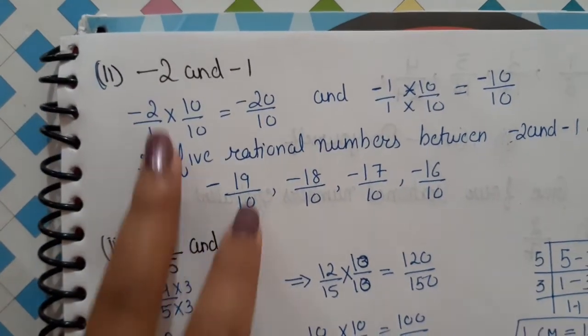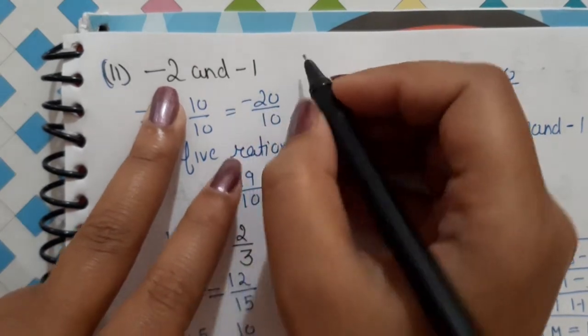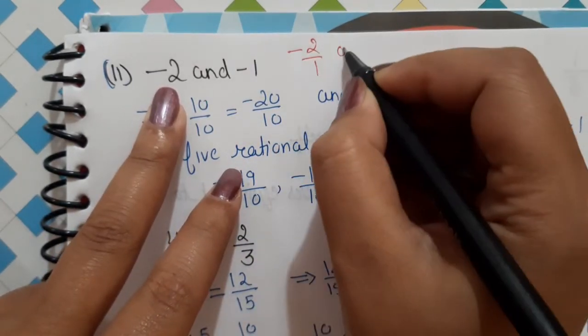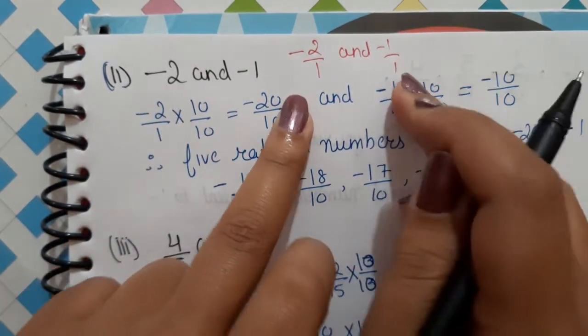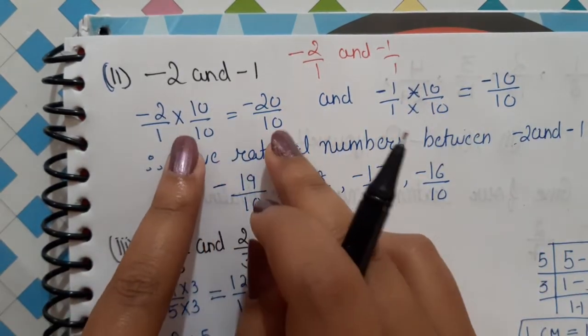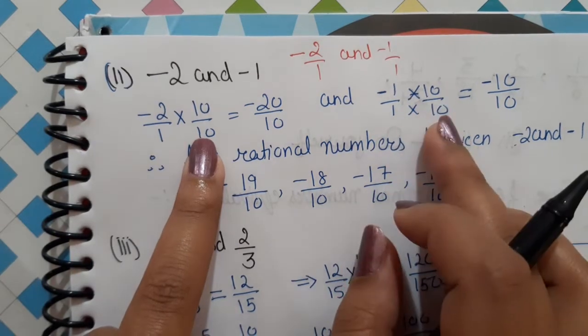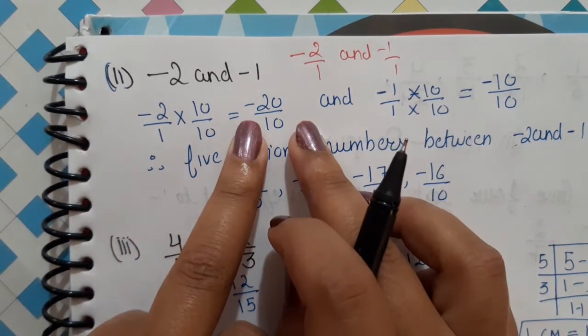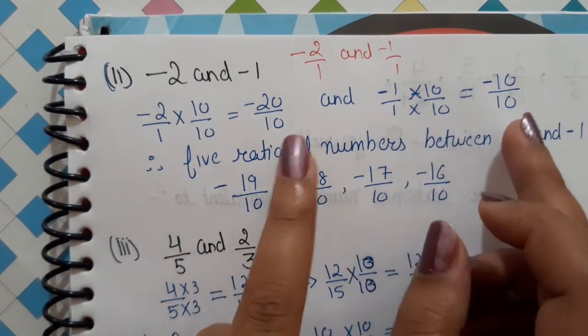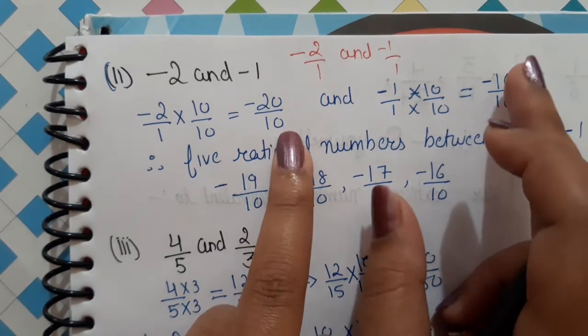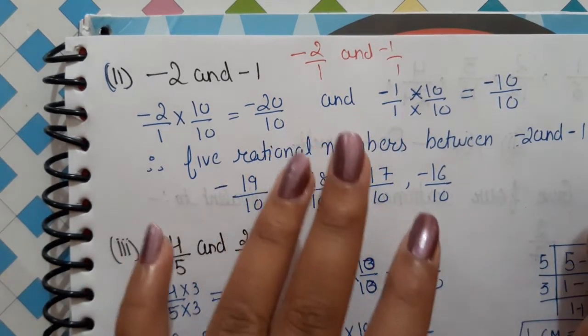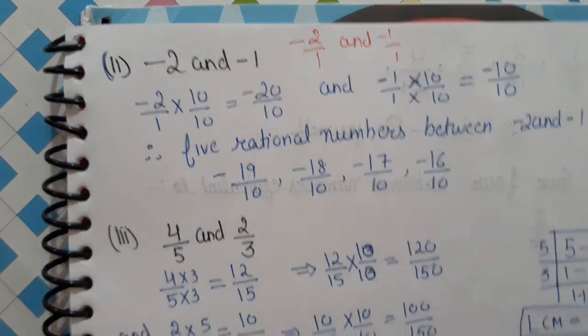The second is the same: minus 2 and minus 1. First of all, the denominators should be same. It is minus 2 upon 1 and minus 1 upon 1. Denominators are same. I have multiplied both the numbers by 10 upon 10, so I am getting minus 20 upon 10 and minus 10 upon 10. Between minus 20 upon 10 and minus 10 upon 10, I have to write only 5 rational numbers. I have written them. You can check it.